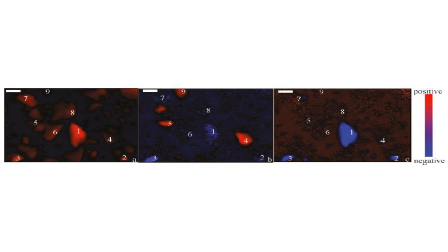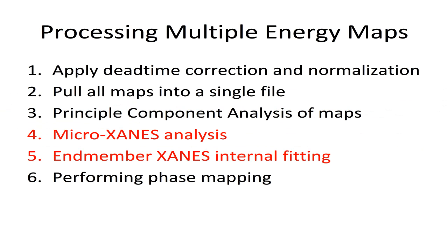PCA maps are not positive or negative, and so it's often important to invert your data to look at both the positive and negative portions of the map. In the example that we were talking about in the beginning, there were 3 components that were identified in the map. These are shown here in addition to the locations of the XANES spectra that were collected. This is the topic of the next tutorial. Keep on trucking to learn more about how microXANES can help you interpret your multi-energy maps.